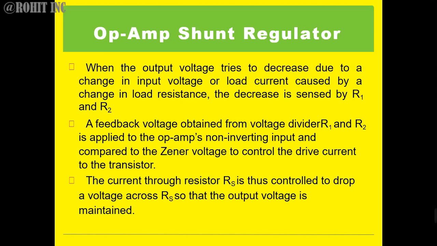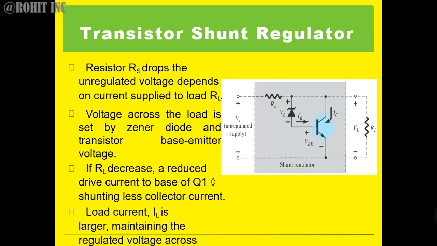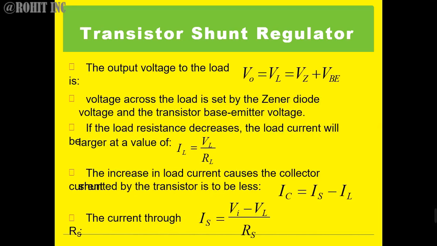The op-amp shunt regulator we need not study, but you should know somewhat about it. Then comes the transistor shunt regulator. We can use the transistor also as a shunt regulator here. These are basically examples. The transistor shunt regulator is somewhat like this. The output voltage can be calculated here, the output current can be calculated here, the load current can be calculated here, and the current through the resistance RS can be calculated here.